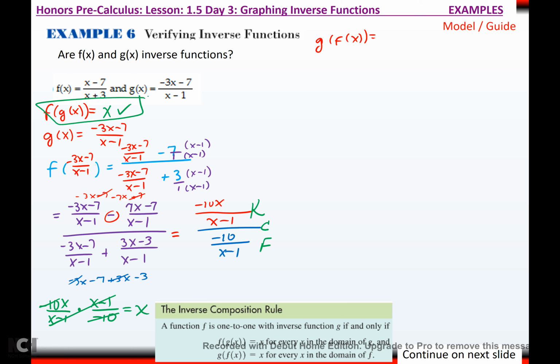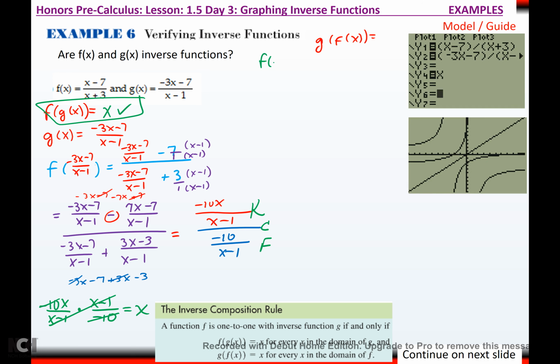So far, so good. Now I just have to do g of f of x, which means I'm starting at f of x. There's the picture. Which says x minus 7 over x plus 3. And I'm taking that to g. G says negative 3 times what you brought minus 7 over what you brought minus 1.